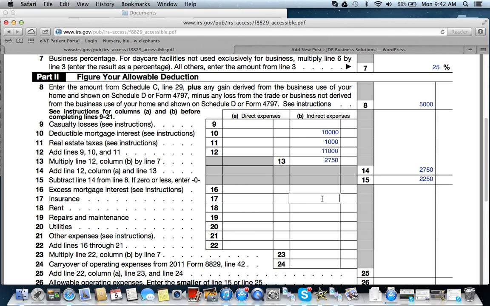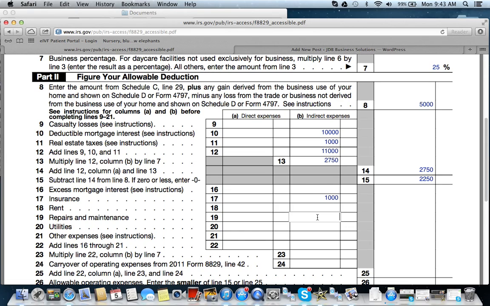Insurance, this is the homeowner's insurance. You can write off the portion of your home office. So again, this would be an indirect expense, say $1,000. Line 18 is rent. If you don't own your home and you're renting a home or renting an apartment, instead of putting a mortgage up on line 10, you're going to put your total rent that you pay as an indirect expense on line 18.